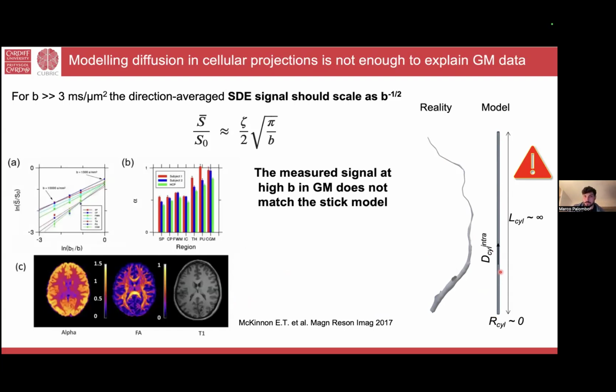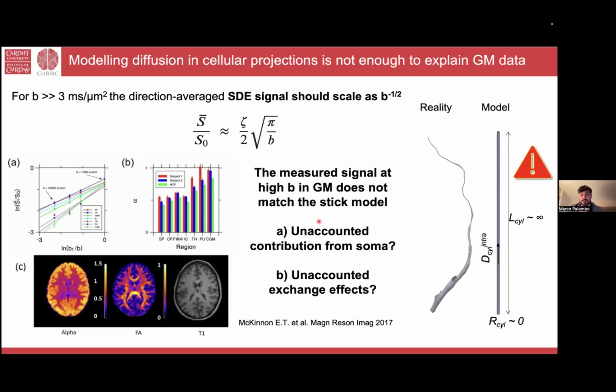So if this model is accurate, then at very high b value, pushing the gradient strength, we should see a very distinctive power law arising from the signal: the direction-averaged signal normalized by the b0 should scale as 1 over square root of b. Using the Connectome 1 scanner in 2017 and then 2020, several labs replicated a result that demonstrates that this specific power law is not measurable in gray matter in vivo in humans. It breaks there. And so this raises questions why this happened.